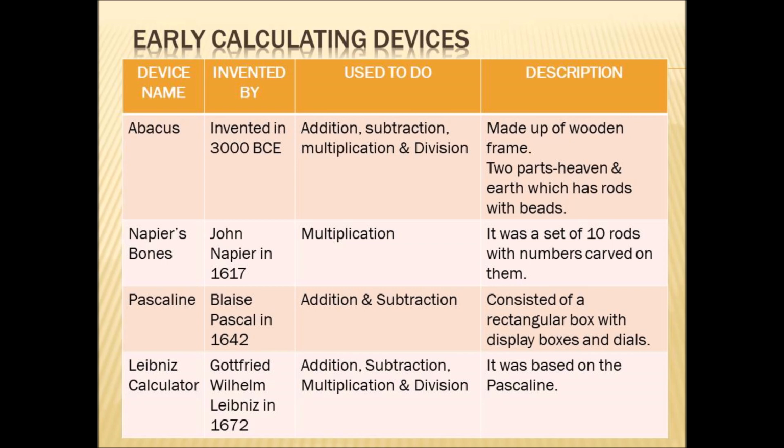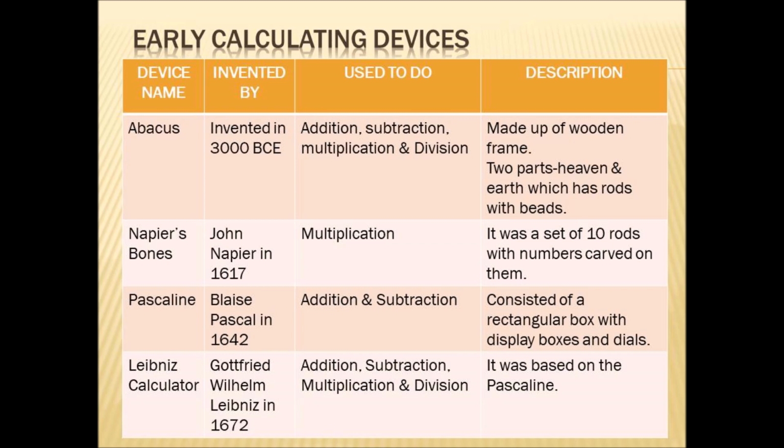The second device is Napier's bones. It was invented by John Napier in 1617. It is used to do multiplication. With the help of this device, that is Napier's bones, we can do multiplication. It was a set of 10 rods with numbers carved on them. You can see the images in your book.